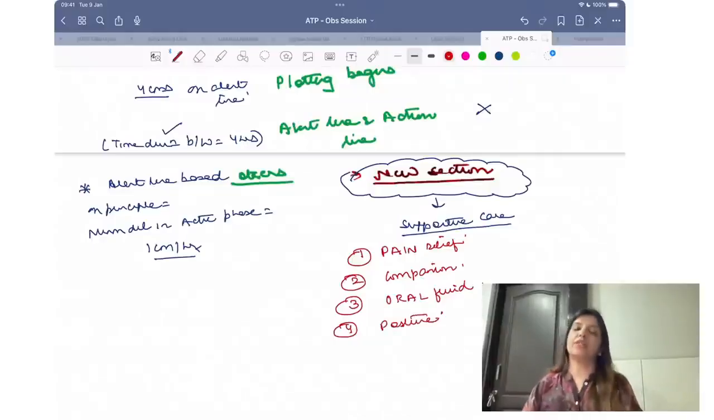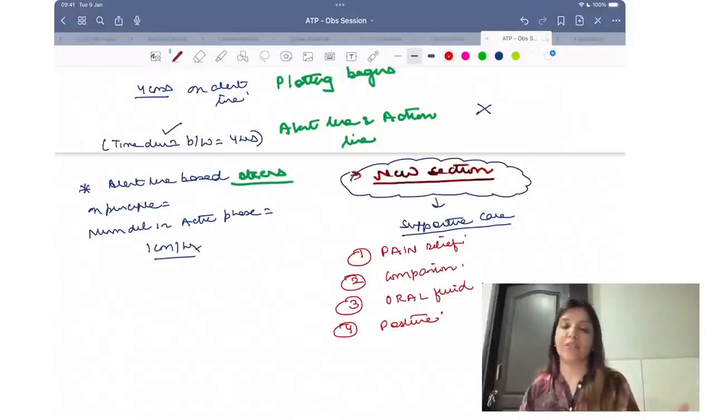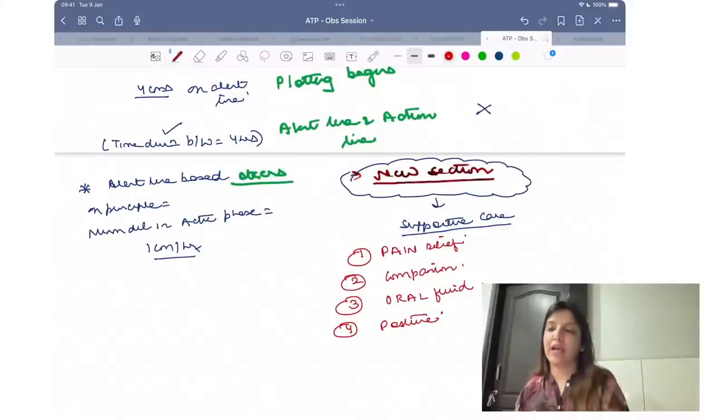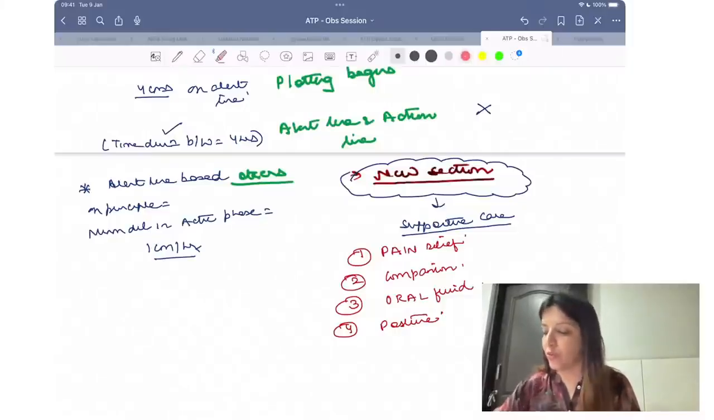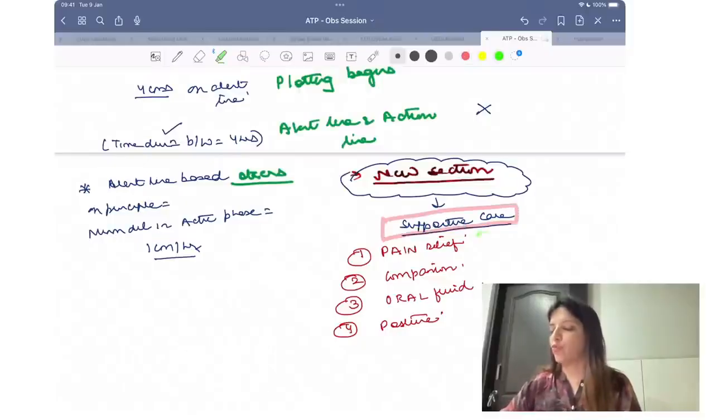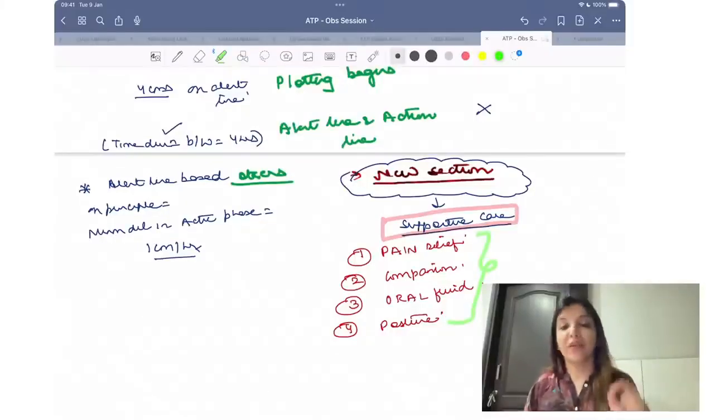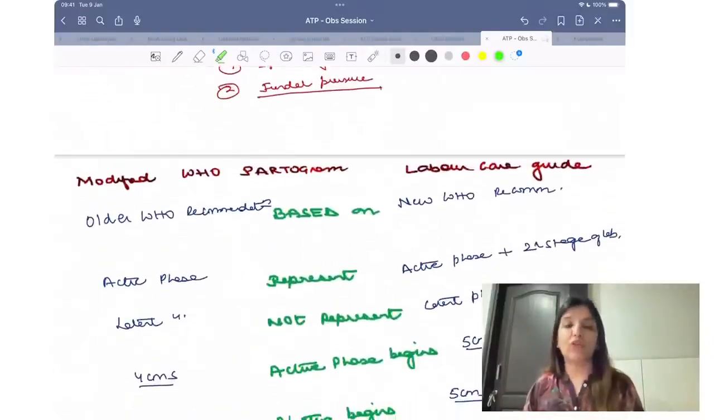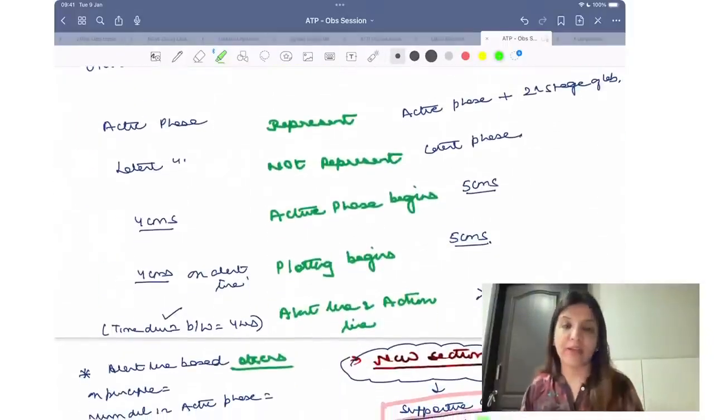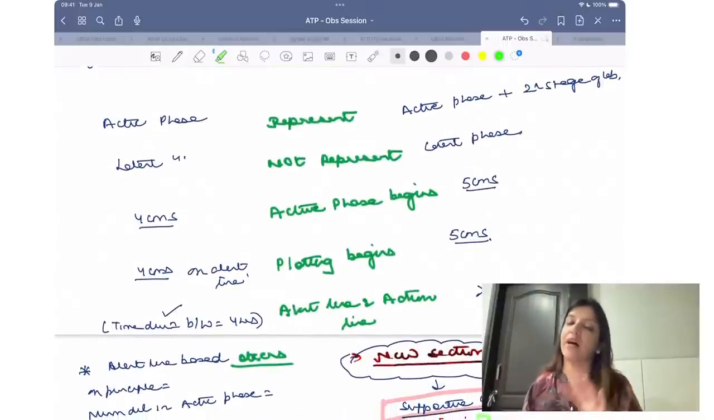In which posture is the patient lying, whether she is ambulated, whether she is lying in left lateral position, or whether she is lying in supine position. So there is a new section which is included, which is about supportive care, and in supportive care these 4 points are there. Clear to all of you? Yes? So this is what I want you to remember about modified WHO partogram and labor care guide. Other important things are in the live session which I have taken.